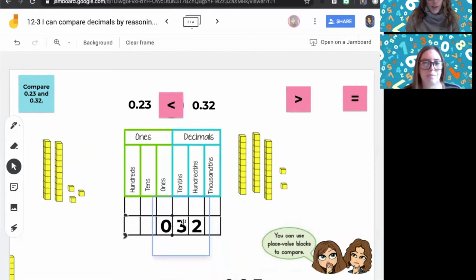So we have 32 hundredths and 23 hundredths. Great. And if I use place value in the ones place, both numbers have a 0. Then I look in the tens place. One number has a 2. One number has a 3. 3 is greater than 2, which means 32 hundredths is greater than 23 hundredths. Great. Let's try some more examples.